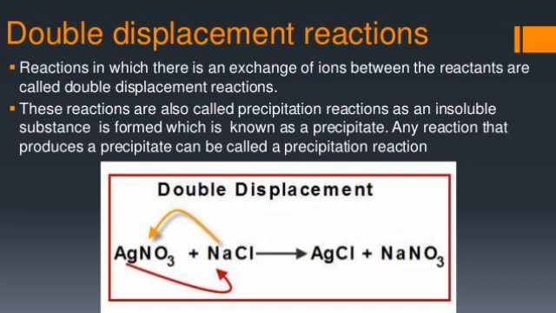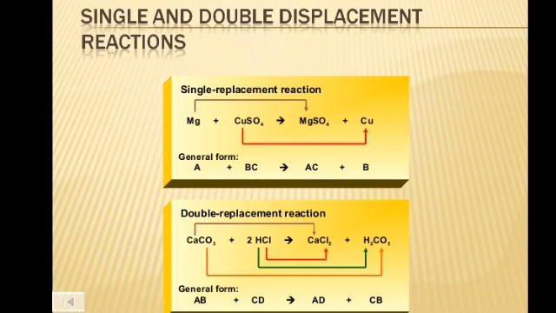Here is an example of a double displacement reaction, that is silver nitrate, AgNO3, plus sodium chloride gives silver chloride plus sodium nitrate. Here sodium and silver are displaced, and also nitrate and chloride are displaced, and as such this reaction is a type of double displacement reaction. For a single displacement reaction or replacement reaction, we have a general formula, that is A plus BC gives AC plus B. That is magnesium plus copper sulfate gives magnesium sulfate plus copper. Here magnesium and copper are displaced. So this is a single displacement reaction.